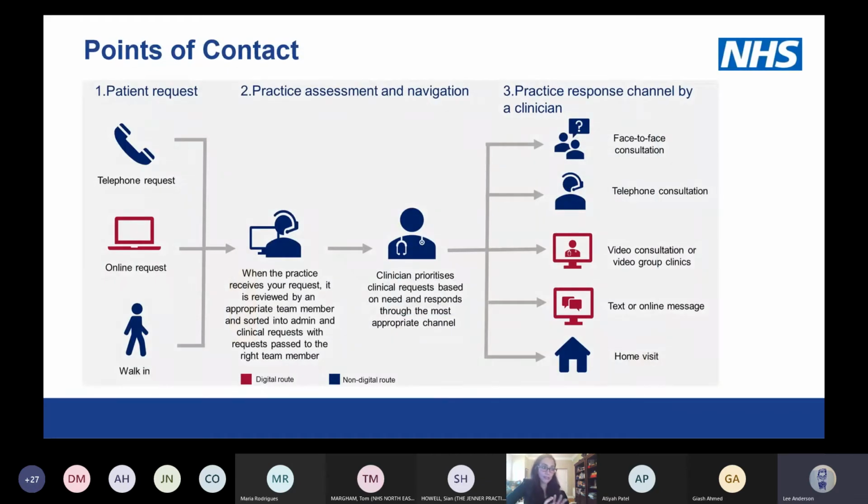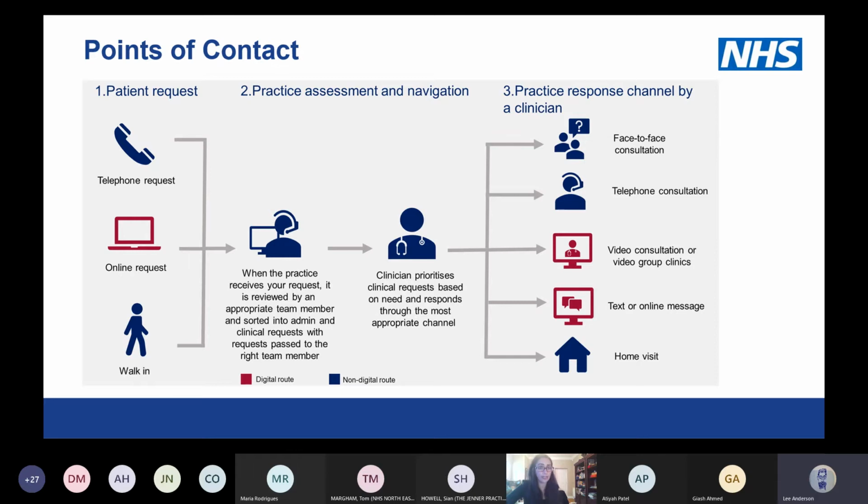Now, there is no single best access system. All systems include trade-offs between convenience, continuity, resource and equity. However, the better access systems are flexible and they're constantly refined, as Tom said, in response to data and to feedback, to staff feedback and to patient feedback. And the key complaint that we hear from patients about access is that our systems are inflexible. They are designed around the system rather than the patient.